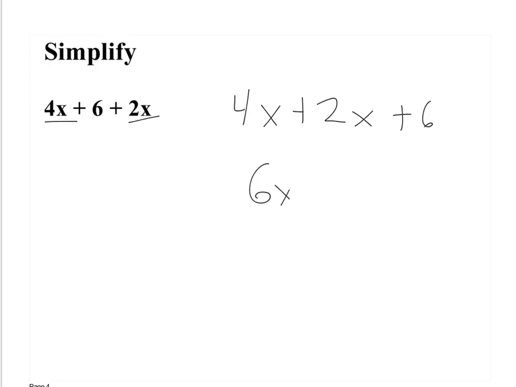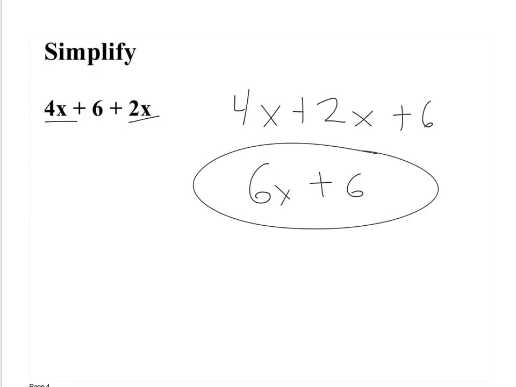The variable doesn't change. I don't do anything to it. It stays the same. Is there anything I can do to the plus 6? No, so I just drop it down. There's my answer. That's all I do to simplify that. Any questions?